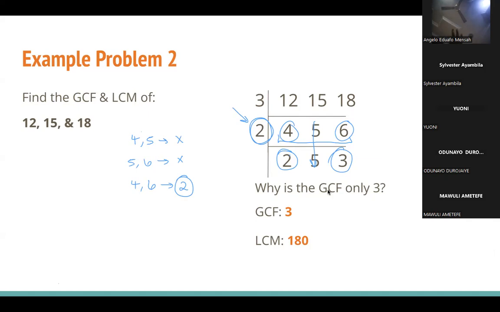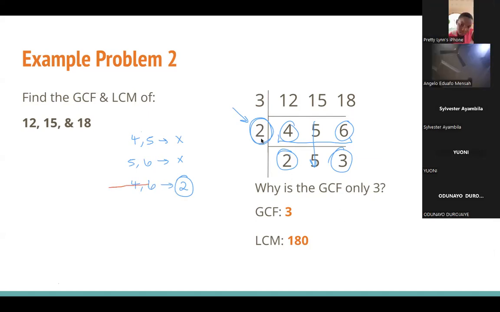But just be careful. When you come across a problem that looks like this, make sure you're not including 2, because 2 is not common between all the numbers. Only 3 is. So GCF should only be the numbers that are common within all of the numbers that you're looking for. And that is the LCM for all the numbers.